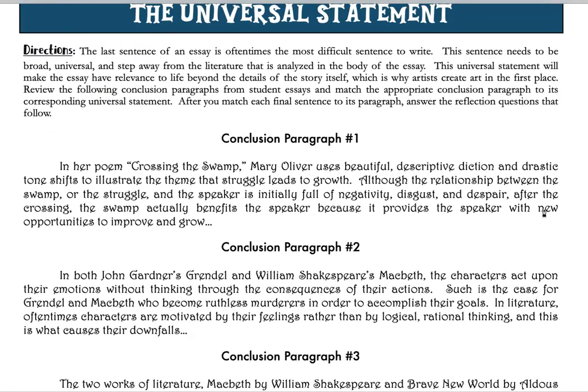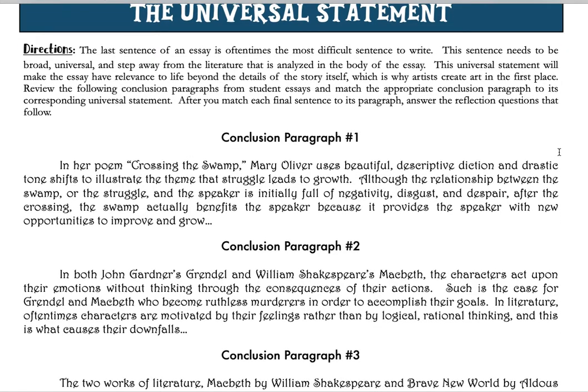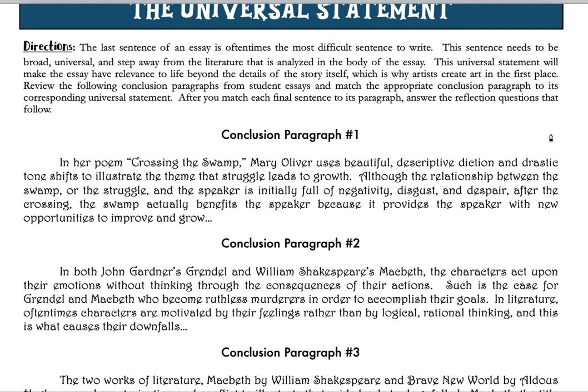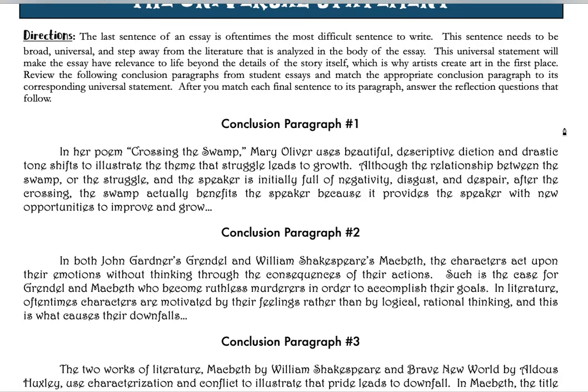Now, the universal statement, this is, I think, something that students struggle with. So here are some directions and an activity. The last sentence of an essay is oftentimes the most difficult sentence to write. This sentence needs to be broad, universal, and step away from the literature that is analyzed in the body of the essay. This universal statement will make the essay have relevance to life beyond the details of the story itself, which is why artists create art in the first place. Review the following conclusion paragraphs from student essays and match the appropriate conclusion paragraph to its corresponding universal statement. After you match each final sentence to its paragraph, answer the reflection questions that follow.